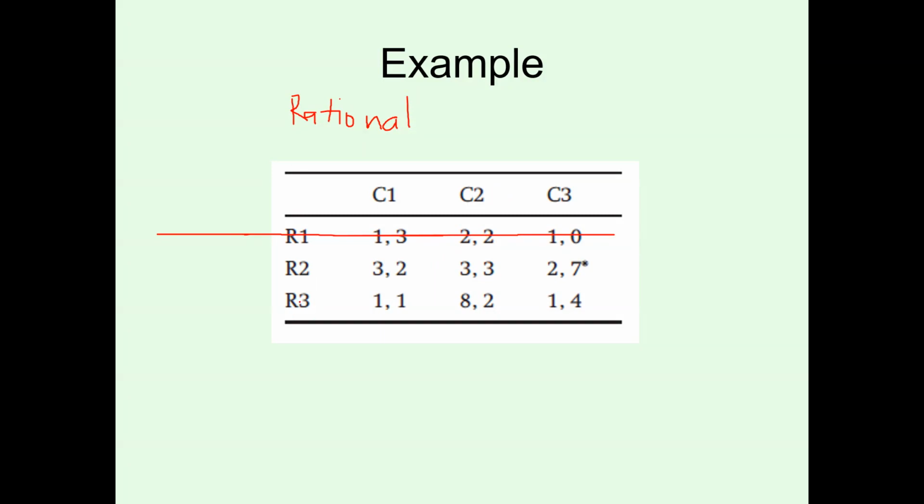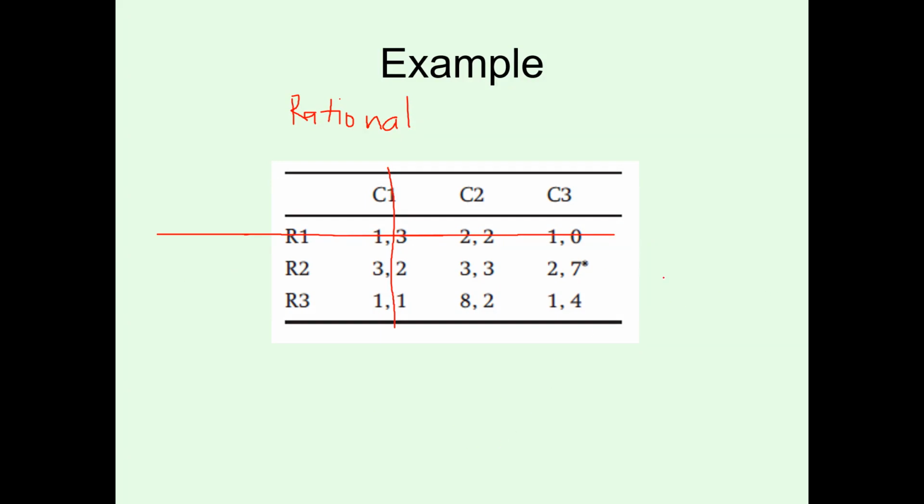Now, if the other player decides to go for R3, what would I choose, C1 or C2? Of course, I would choose C2. So for either of these strategies, C2 will always get me a higher payoff. So therefore, C2 strictly dominates C1. So I can just remove this. Okay. Now I'm left with C2, C3, and R2, R3 for the other player.